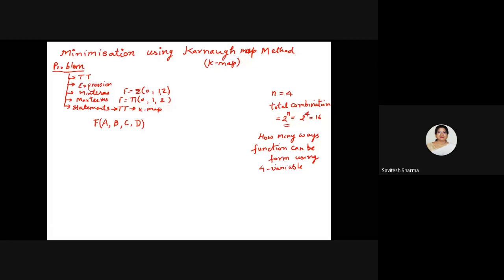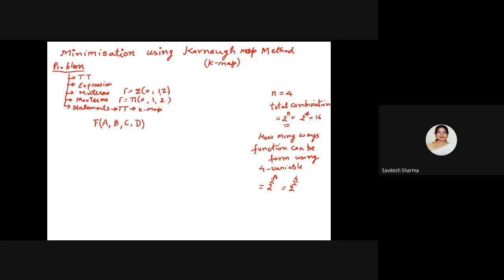The formula is, if n variables are there, 2 to the power 2 to the power n. This is the total ways. If your n is 4, then it is 2 to the power 16. So these are the total ways you can form a function from 4 variables. Please note down this formula, 2 to the power 2 to the power n. I am telling you these small things because these are the questions you may have in an interview or any entrance exam. Please note them down.